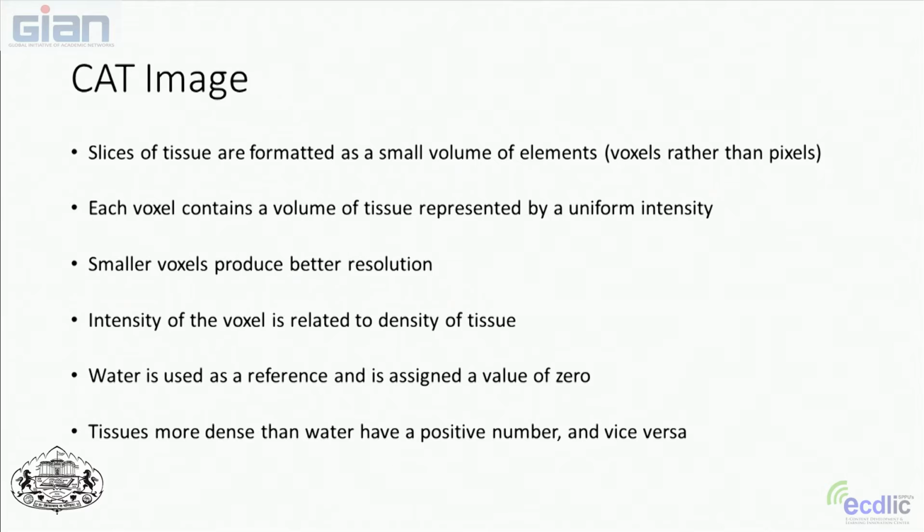Each voxel contains a volume of tissue represented by uniform intensity. And this is important because the size of the voxel is going to impact your image resolution. It's just like a pixel: the smaller the pixels are, the better resolution you get in the image. And this is the same for a voxel. The smaller the voxel you have, the better the image resolution you can get. The intensity of the voxel in the case of the CAT scan is related to the density of the tissue.